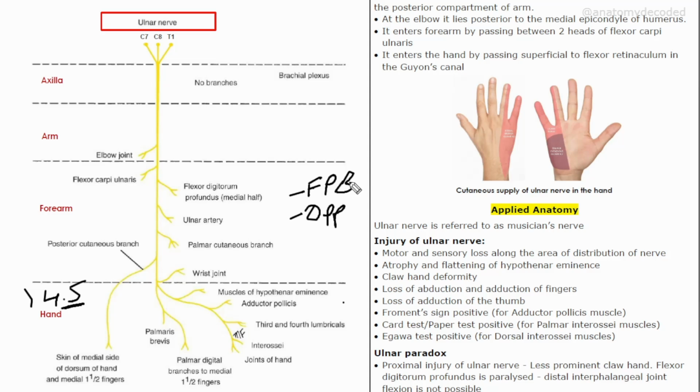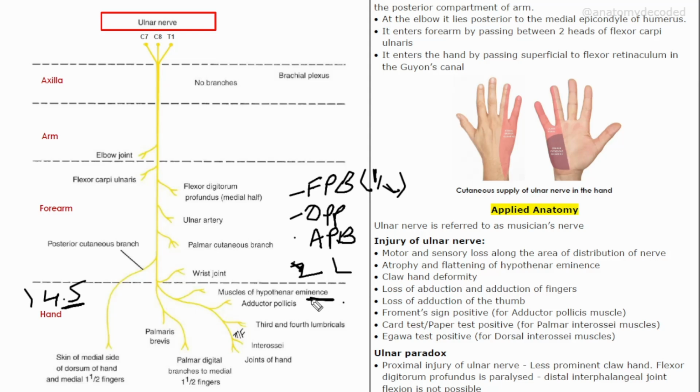The flexor pollicis brevis, actually, half is supplied by the median nerve and half is supplied by the ulnar nerve. Opponens pollicis. Then abductor pollicis brevis, and two lumbricals, the first two lumbricals, also called the lateral two lumbricals. These muscles, opponens pollicis, abductor pollicis brevis, and half of flexor pollicis brevis, along with the two lumbricals, are supplied by the median nerve. And the remaining muscles are supplied by the ulnar nerve.